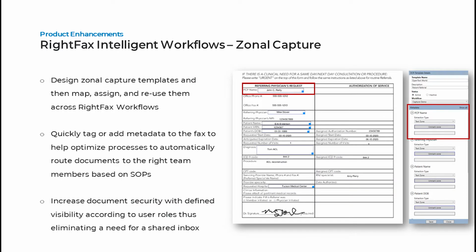RightFax Intelligent Workflows uses a custom image editor so you can easily define your zonal OCR fields. You can predefine data types to help improve accuracy and reliability. Templates can be reused across multiple workflows to eliminate duplicate efforts. And although not 100% accurate, handwritten fields are recognized and converted. I would always recommend defining a verification step in your workflow to confirm your data was accurately OCR'd, especially when using handwriting.